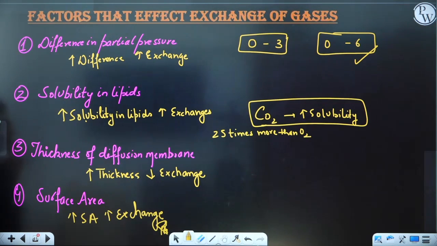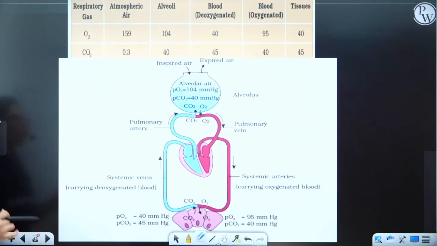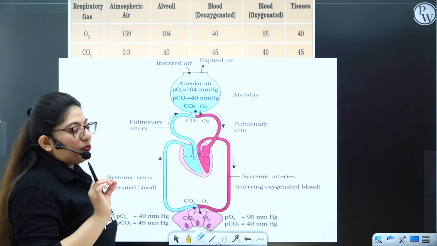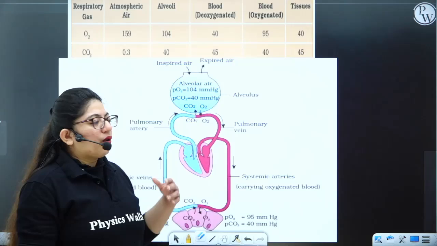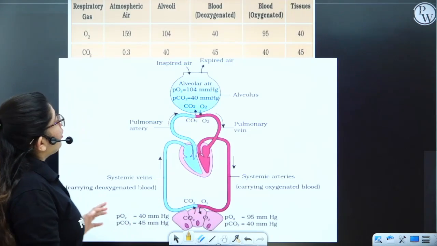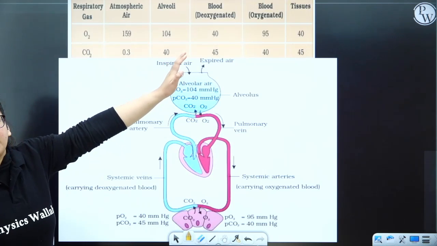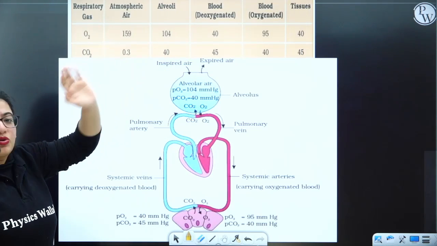All right. I hope that's pretty clear to everyone. So let's see how the exchange of gases takes place. As I've told you, it depends upon the partial pressure. If this diagram is clear, quite good. If it is not clear, just open your NCERT and see it. Here is written a very important thing that you need to remember: the partial pressure of oxygen and CO2 in the different parts of your body.